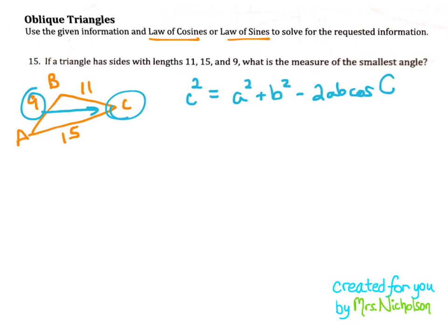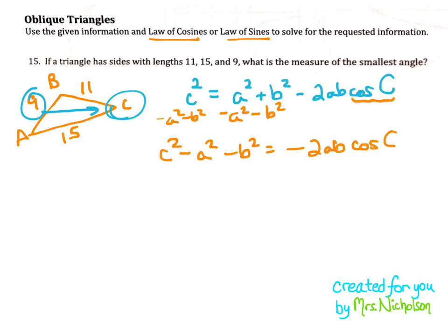And since I want to find angle C, I need to solve this for cosine C. So I'm going to subtract A squared and subtract B squared from both sides. So C squared minus A squared minus B squared equals negative 2AB cosine C. That negative 2AB, it's got to stay there with the cosine C because all of that is being multiplied. All of this is one term, and we got to keep it together. But now I can solve for cosine C by dividing, because these are all being multiplied, so I can divide by negative 2AB.